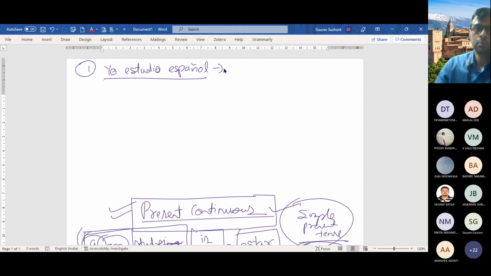And then you have to add the estar. For example, this one, it will be yo. I'm adding estoy myself because for the continuous form, you have to add the estar conjugation. And estudio's original form is estudiar, which will become estudiando. Okay. And then español. So like this, questions could be given to you all. So let me give you just 3 more exercises, then you will see something different.